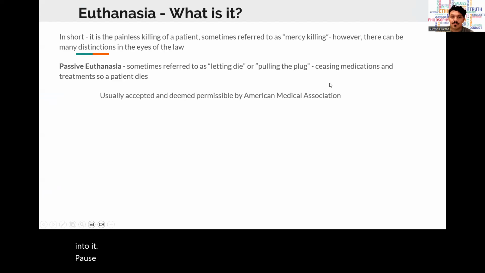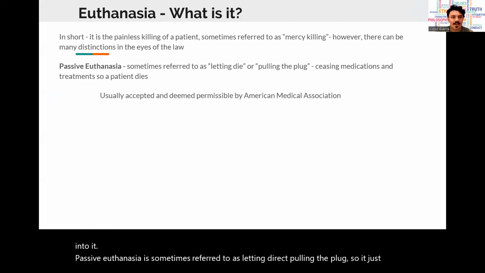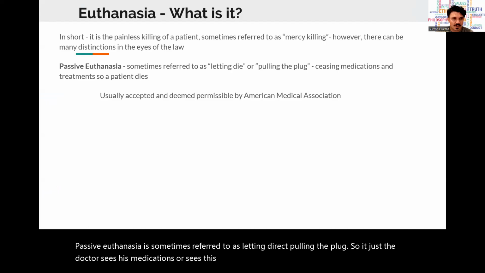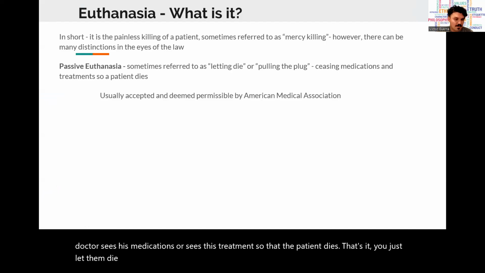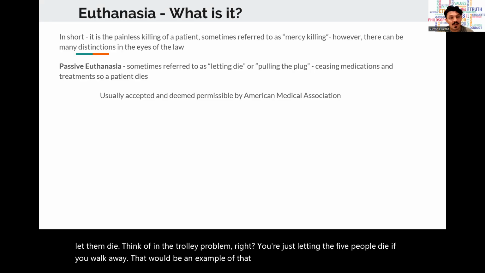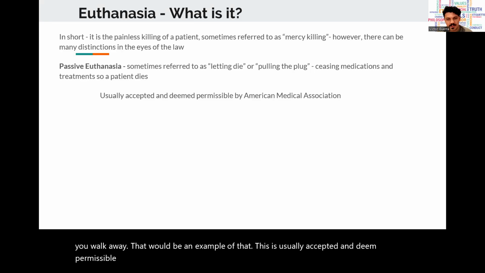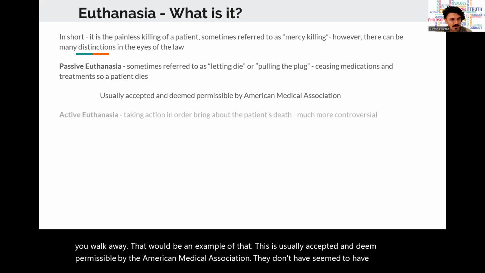Passive euthanasia is sometimes referred to as letting die or pulling the plug. So the doctor ceases medications or ceases treatment so that the patient dies. That's it. You just let them die. Think of the trolley problem: you're just letting the five people die if you walk away. That would be an example of that. This is usually accepted and deemed permissible by the American Medical Association. They don't seem to have too many qualms with this.